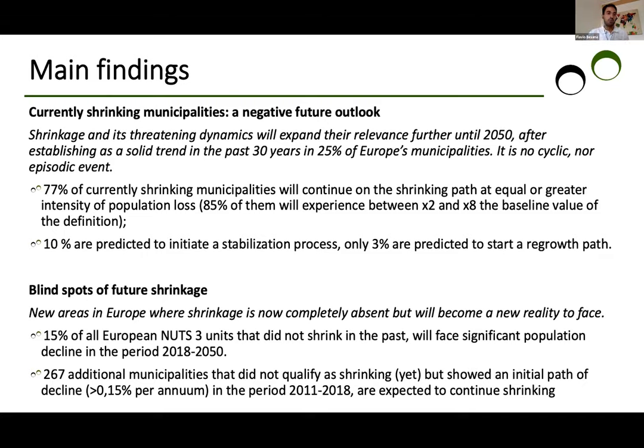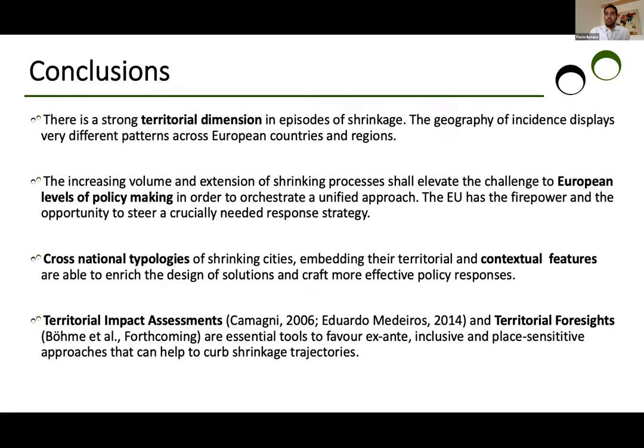In addition, it was possible to identify additional areas where shrinking would become a reality. So 15% of all European provinces, so that's 3 areas, that did not shrink in the past, will face significant population decline in the near future. And other municipalities that did not qualify as shrinking before, but started in the very last years a path of population decline, will be continuing this population decline. So basically, the phenomenon is on the rise and starts already from a considerable volume.